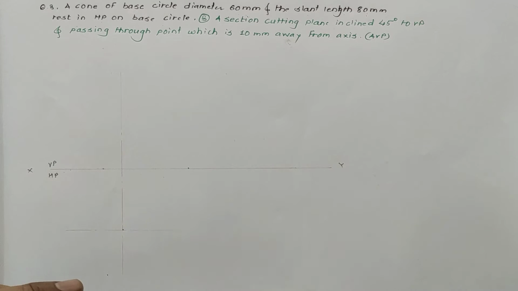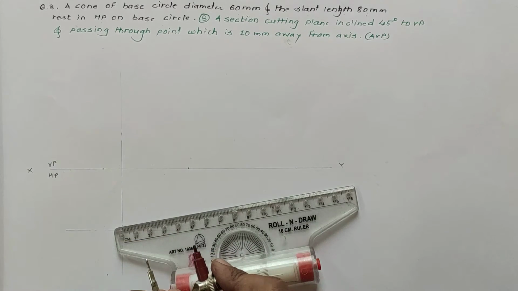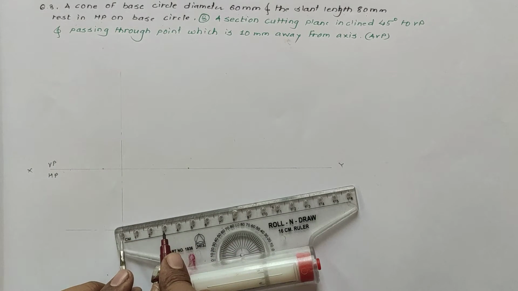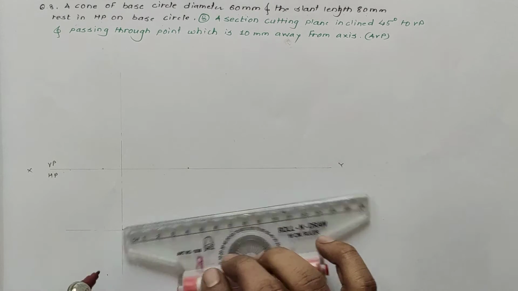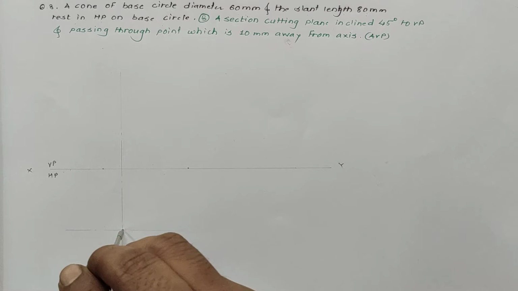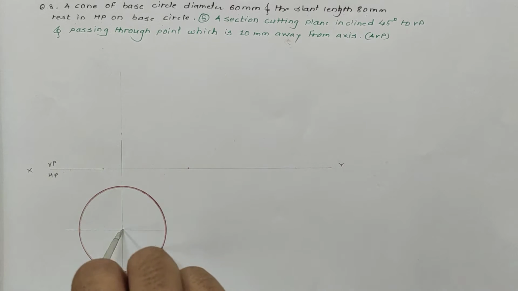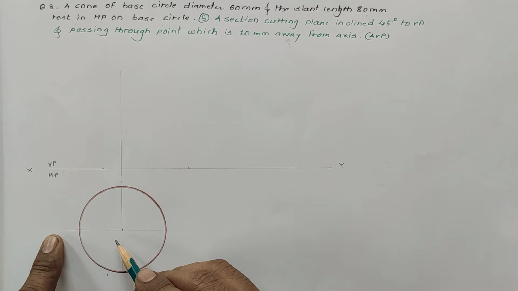Then the diameter of the circle is given as 60 mm. Take the 30 mm distance in compass. This is 30 mm, and draw the circle having diameter 60 mm. So resting on HP, start with the HP first position.